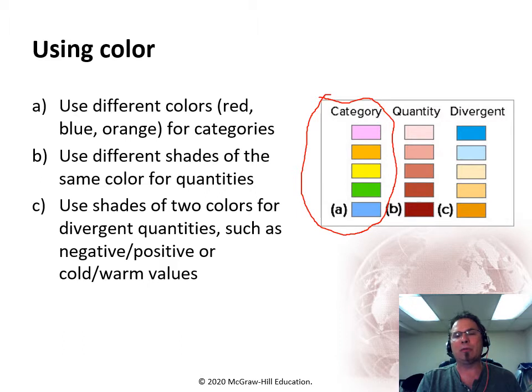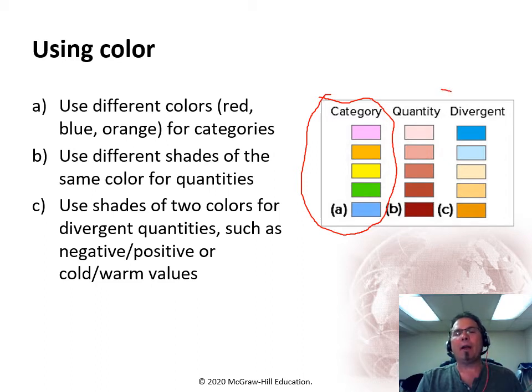So maybe blue is water, green is forest, yellow is agricultural, orange is, you know, something else. I can't think of what, and pink is urban. So that might be one option.